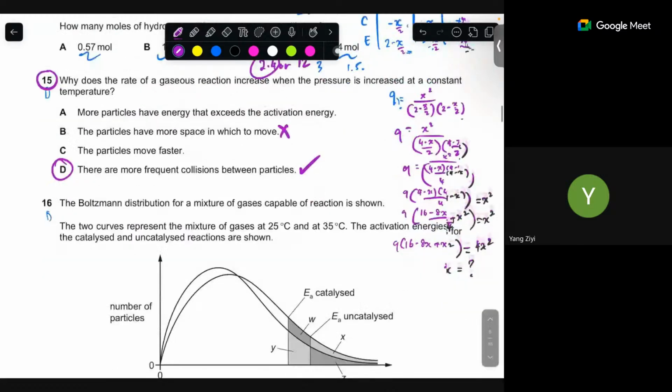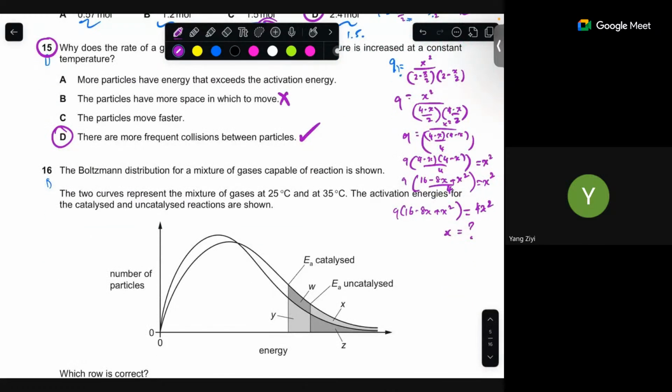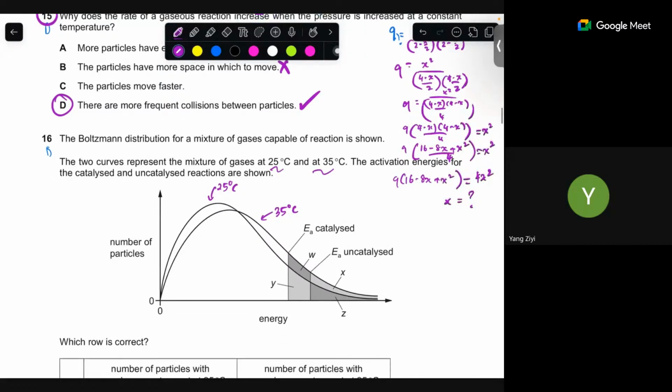Okay, so 16. The Boltzmann distribution for a mixture of gases capable of reaction is shown. So the two gases, you have 25 and 35. Remember, this is going to be for 25 degrees Celsius. The one where the peak is shorter and to the right is going to be 35 degrees Celsius. And then they say the activation energies are shown and so on.